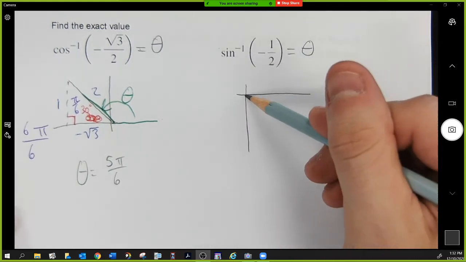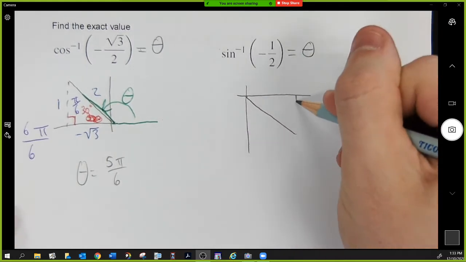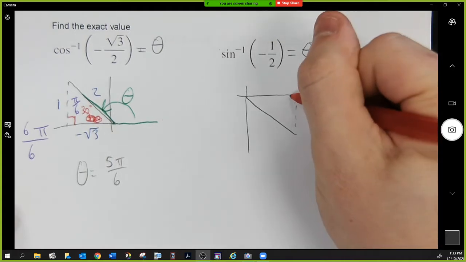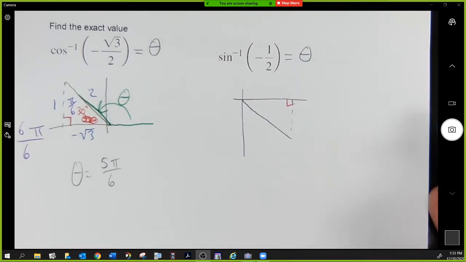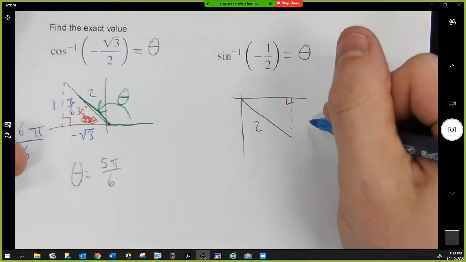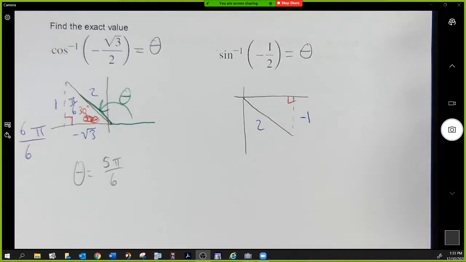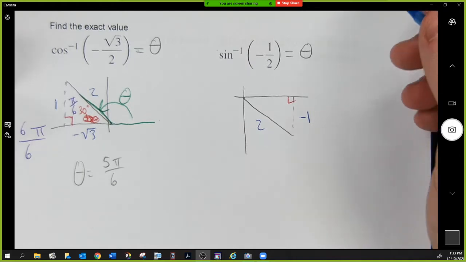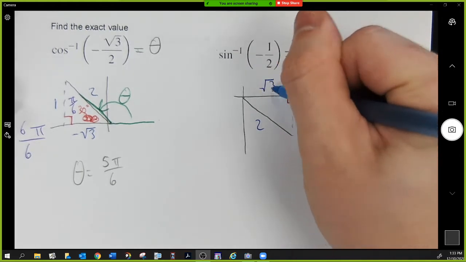So let's draw ourselves a triangle, picture not drawn to scale as usual. Now, since I said sine, we know we're talking y over r. Our y value is the negative 1 then, because you cannot have a negative radius. That doesn't make any sense. This is a negative 1. And good old Pythagorean theorem or knowledge of special right triangles puts a root 3 here.